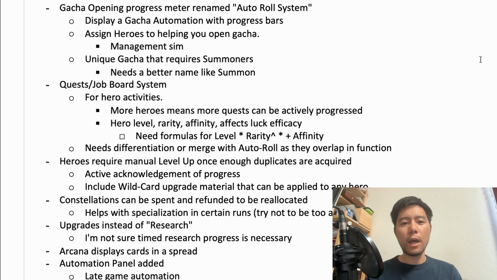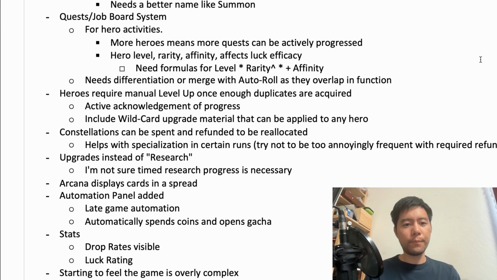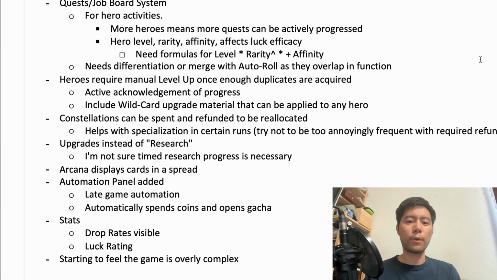Assigning heroes to help you open a gacha, that's more of like a management sim addition to the game. Having unique gacha that require summoners might be something that we want to do. So these are some ideas that are additional that I've been thinking about. Then there's a quest and job board system. These would be hero activities, adding additional ways for a player to use their heroes. So having more heroes means that more quests can be actively progressed. That's some way that we can scale the game up with the number of heroes.